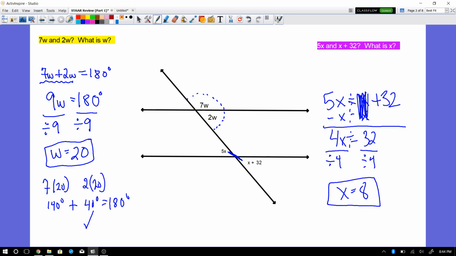Okay. You can also use your multiple choice and substitute that in to say, all right, well, 5 times 8 is 40. And then 8 plus 32 is 40. Does 40 equal 40? Yes. What this is testing is can you substitute variables and also at the same time analyze a transversal to know the rules of angles and the vocabulary.